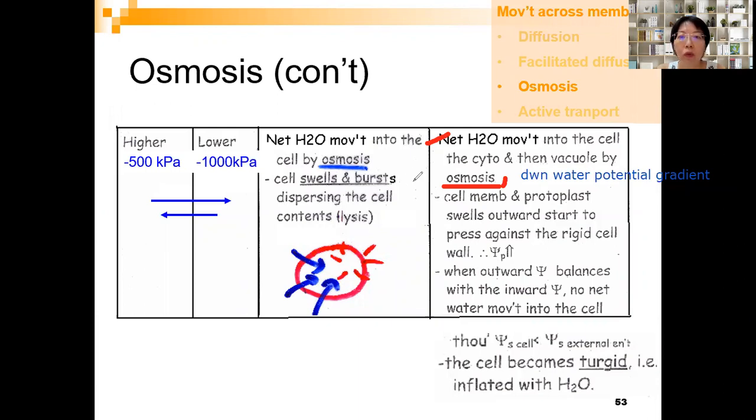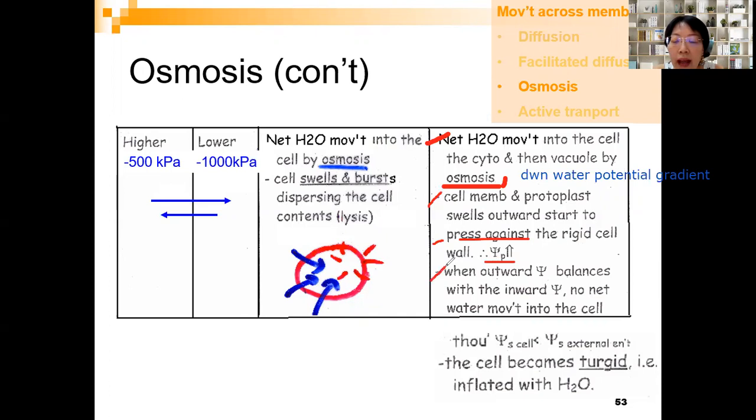So the cell and the protoplast swell outward and start to press against the rigid cell wall. When it starts to press against the wall, the wall will push it back. So the psi p inside the cell will increase because the cell starts to experience the pushing force from the wall. So the psi p will start to increase.